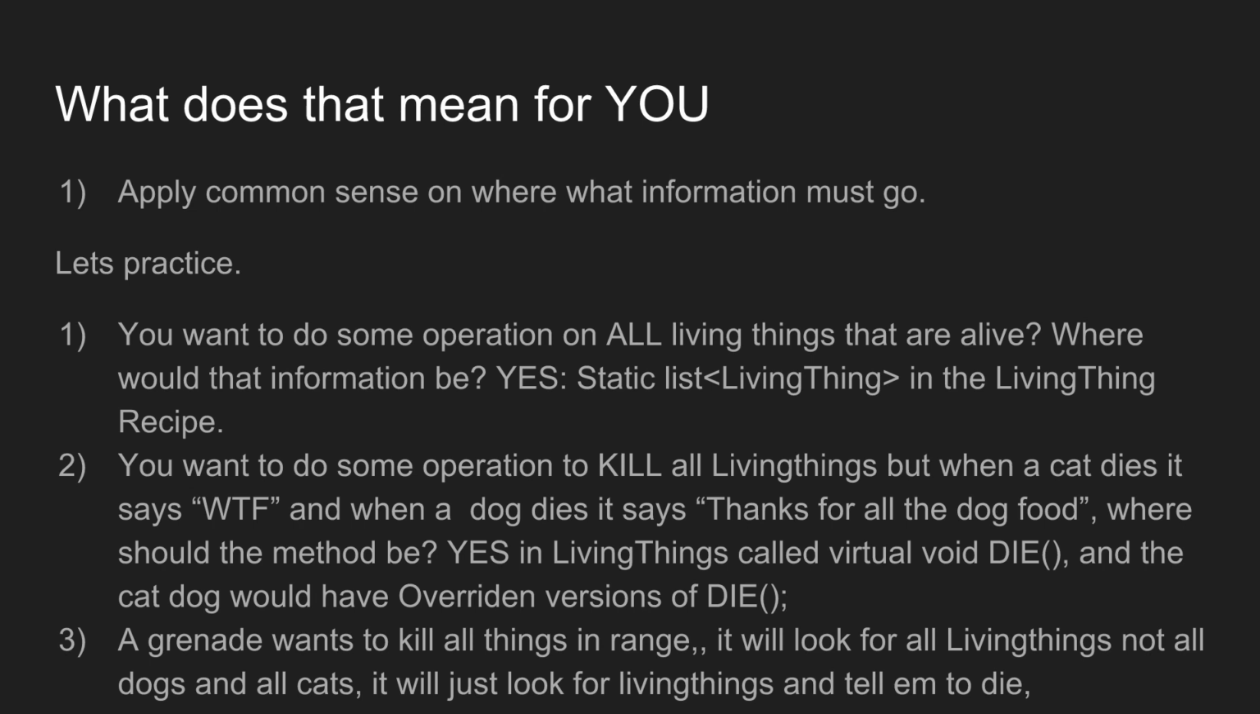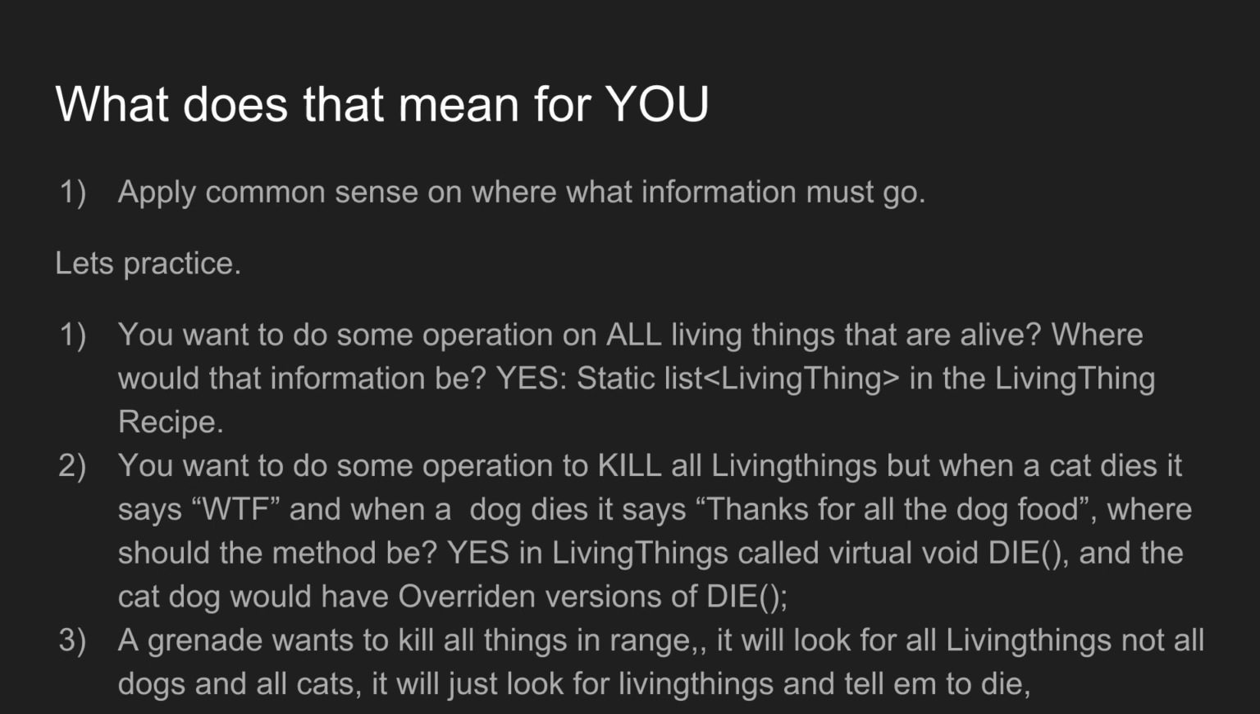Okay, then let's imagine we want to kill all living things. We want to call a method that makes all living things die. But when a cat dies, it says one thing, and when a dog dies, it says thanks for all the dog food. So they do different things when die is called. What's the best place for that method to be?